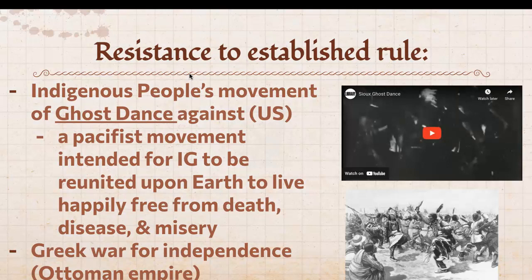With that, we are going to see also resistance to established rule in both violent and then non-violent movements. So the first non-violent movement that we will see in this period will be the Indigenous Peoples movement of Ghost Dance. This is going to be against the United States.